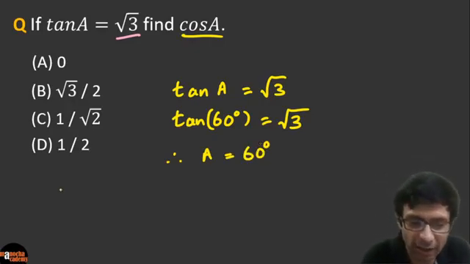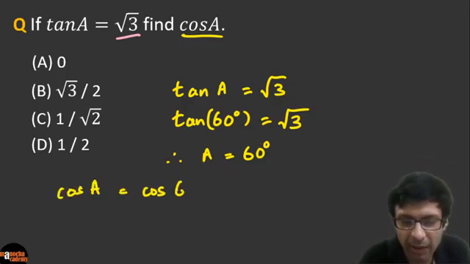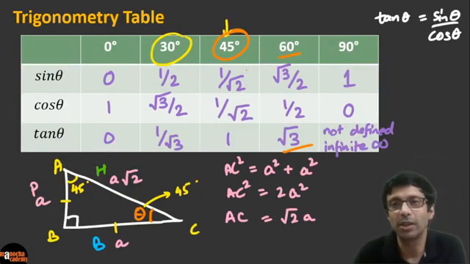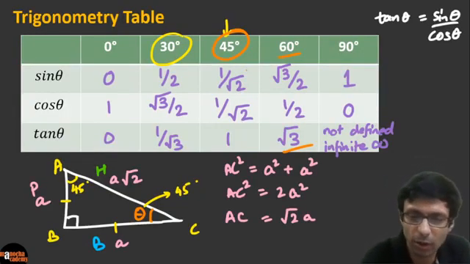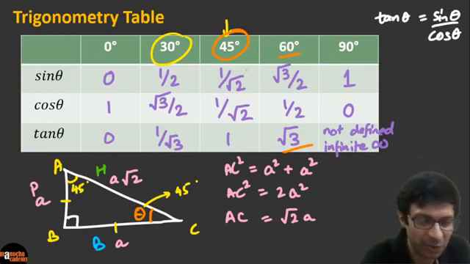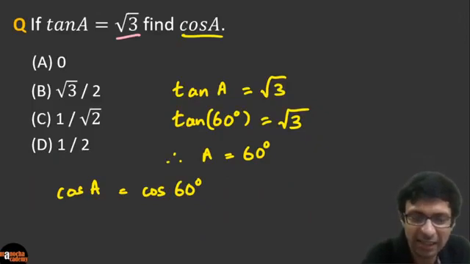Now finding cos A is really easy because cos A means we need to find cos of 60 degrees. And again, we can use our standard table. So if you take a look, what is the value of cos 60? You just need to look at 60 degrees and the cos row here. It's going to be half. So that's as easy as that.